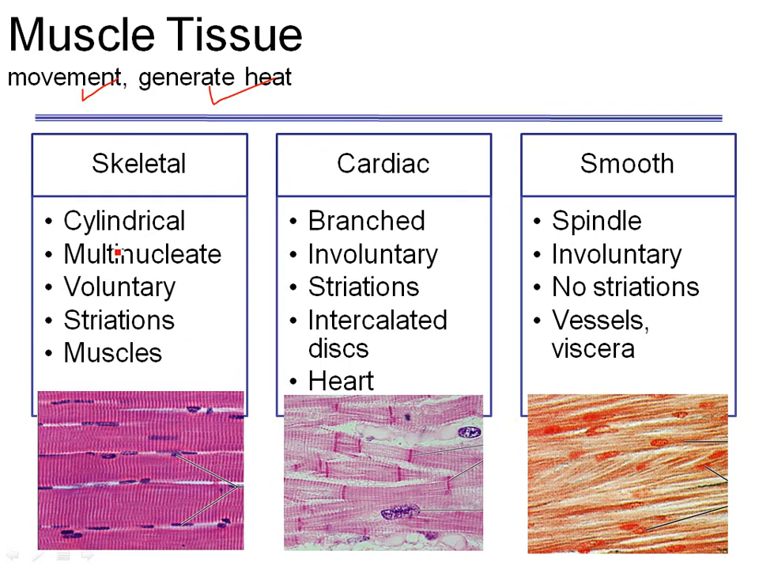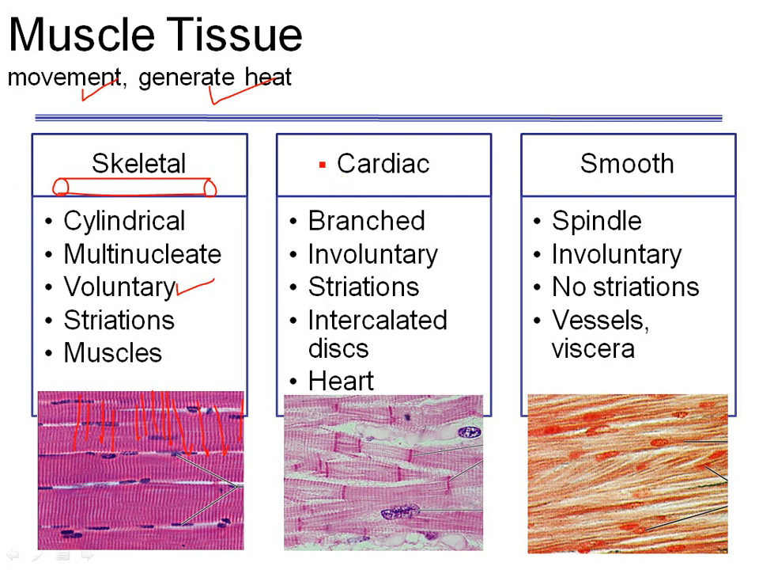Skeletal tissues are very long and cylindrical. They tend to be called fibers because they're so long. Skeletal muscle cells are multinucleate, many nuclei. They're under voluntary nervous system control. They have stripes in them called striations that come about because of the proteins in them. And again, these are your traditional muscles.